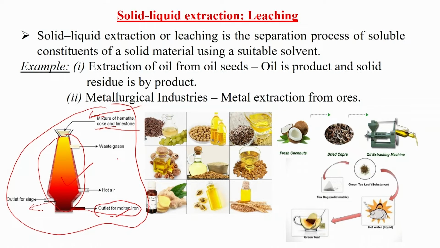So, two phases are added in any extraction unit, or leaching unit, like this is one leaching unit. Two phases, hematite, coke and limestone, are added, and it is separated into two different phases like this. One is the outlet for slag, that is the underflow, and the outlet for molten iron is called the overflow.